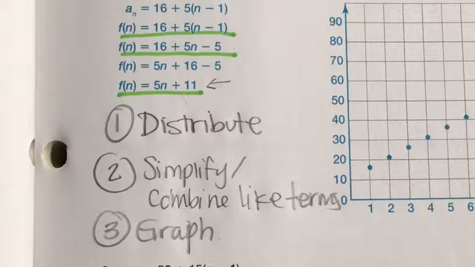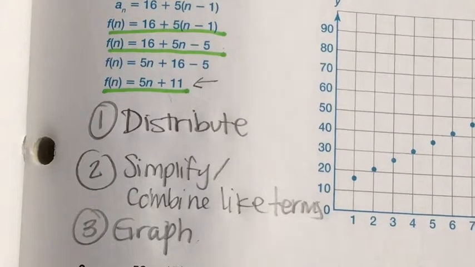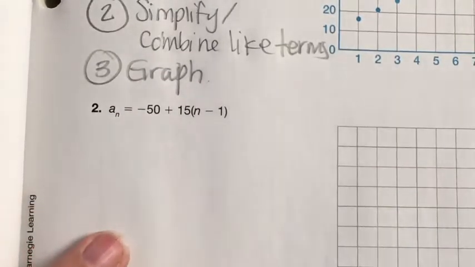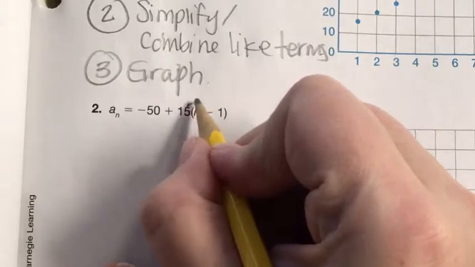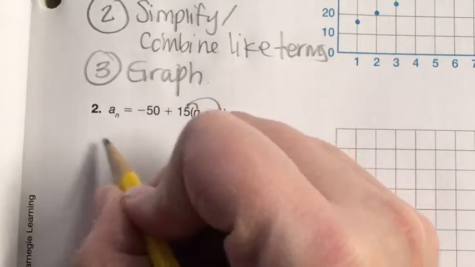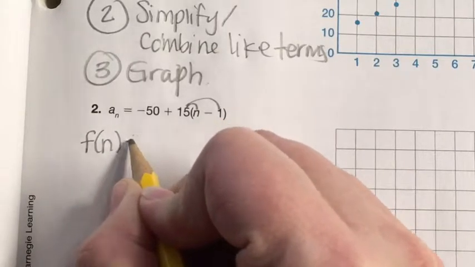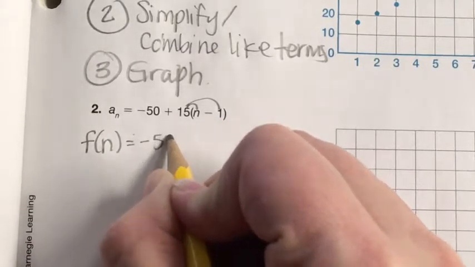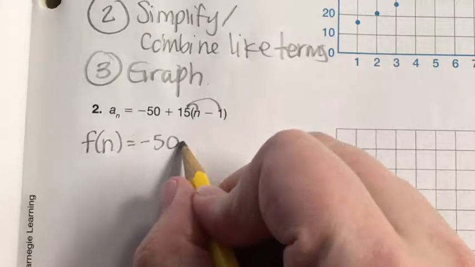So let's try that. Actually, let's just try it on number 2. So what do we have to do first? Distribute what? 15 to n. So 15 to those two. And then we're going to change this part to f of n. We're pretty much doing the same thing, it's just that you're simplifying the function first.